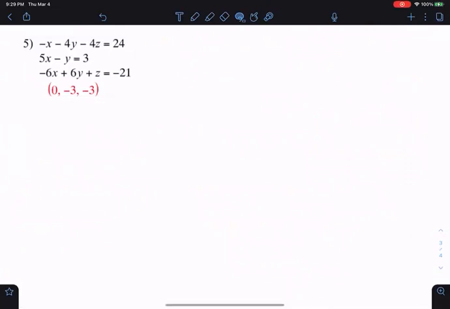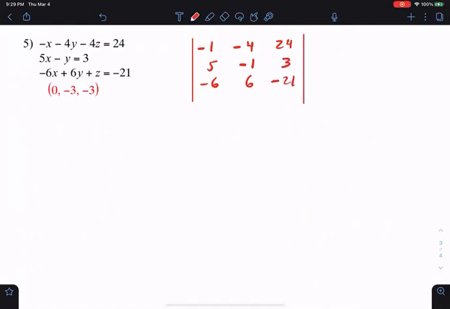So for c, it's the same story, right? We need to write the coefficients of the variable. So this is -1, 5, -6, and we need to replace the c column with the numbers on the right side of the equation, right? So this is -1, 5, -6, -4, -1, 6, and then let's see what else. And then for c, we need to replace it with 24. There's no c for this one, so we can put the 3 here, and the -21. So this is the c.